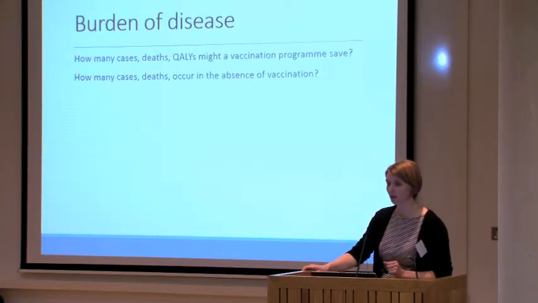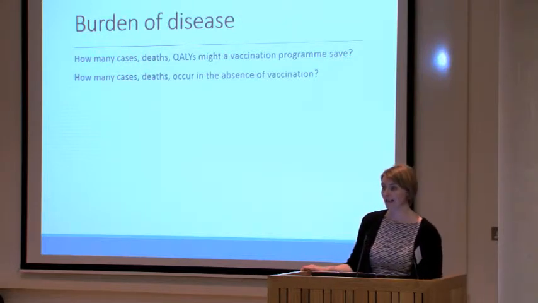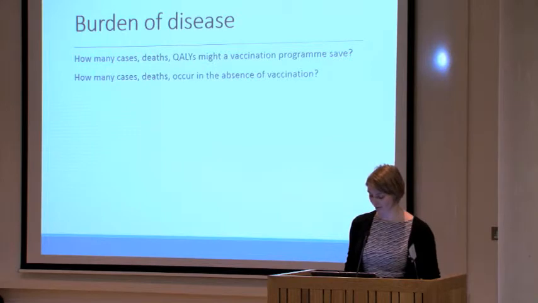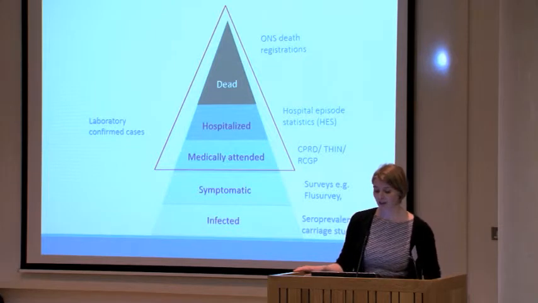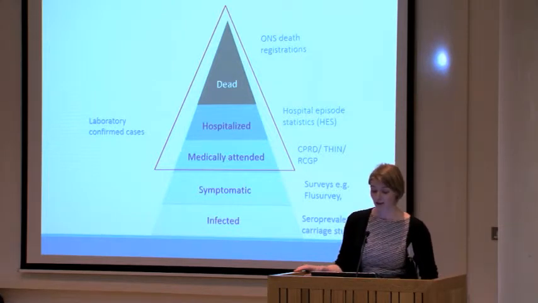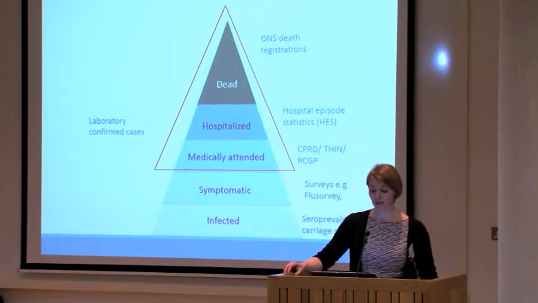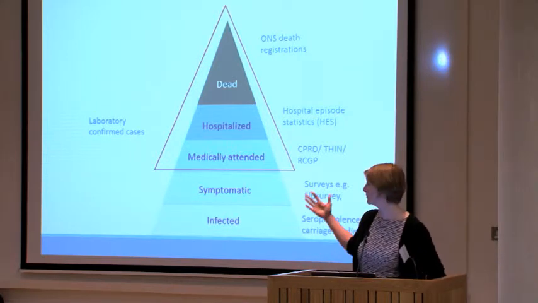What about the burden of disease? An important question for policymakers is, how many cases or deaths or quality adjusted life years might a vaccination programme save? And to be able to understand that, you need to know how many cases and deaths occur in the absence of vaccination. That's not always that straightforward. If you look at this pyramid, deaths are probably well defined. You can use sources like death registrations. If the disease is severe, most cases will be hospitalised. Fairly good information, again, from hospital episode statistics. Medically attended infections, you could use information sources from GPs.